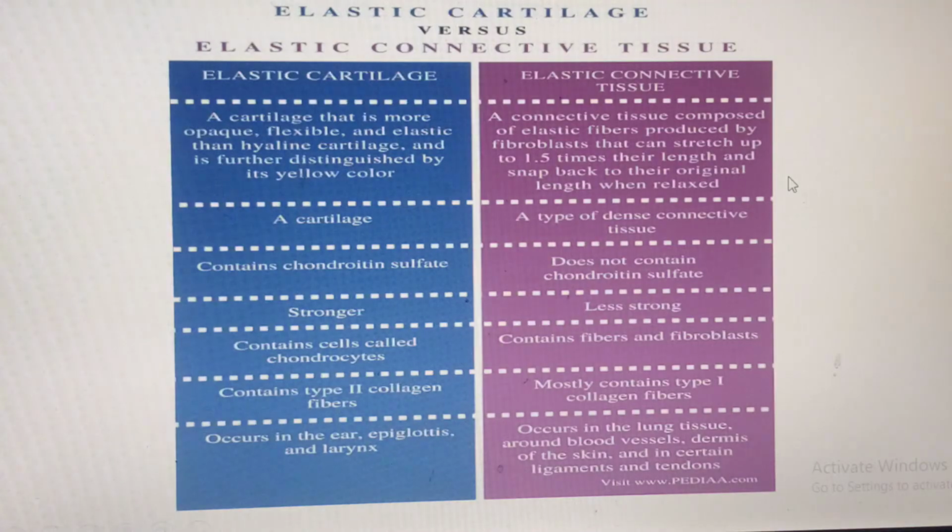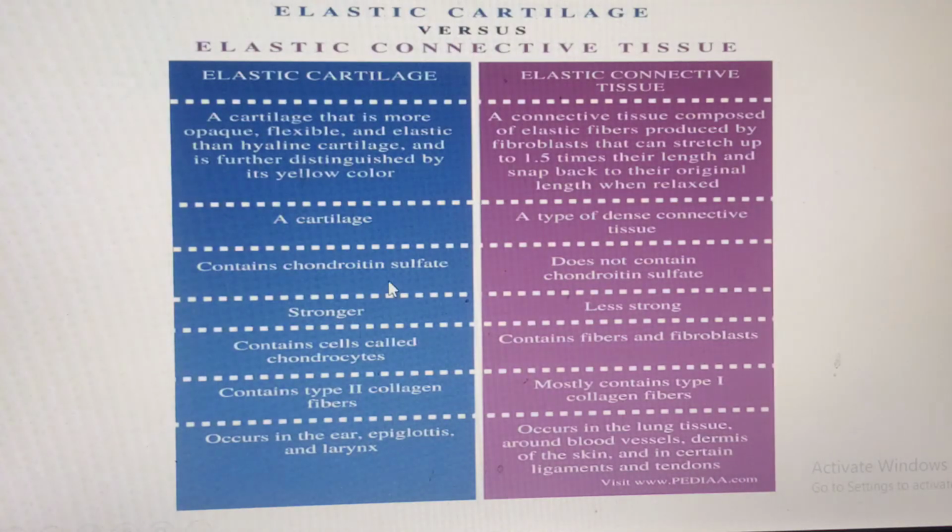Elastic cartilage is a cartilage that is more opaque, flexible, and elastic than hyaline cartilage. That's the elastic cartilage we are talking about. Elastic connective tissue, on the other hand, is a dense type of connective tissue having a lot of elastic fibers, so that it can help in that kind of recoiling. Elastic cartilage is a cartilage, but elastic connective tissue is a dense type of connective tissue.